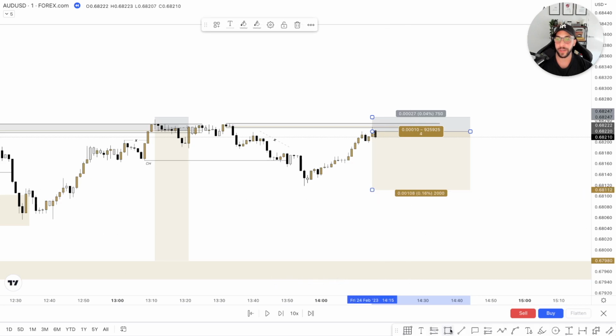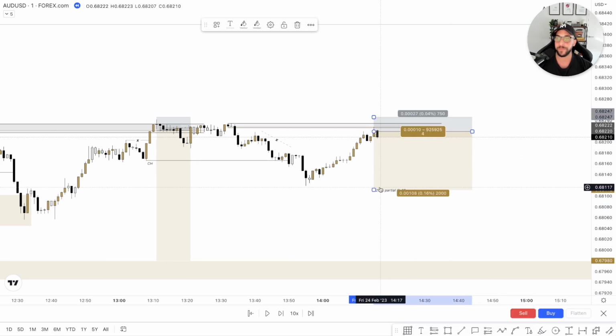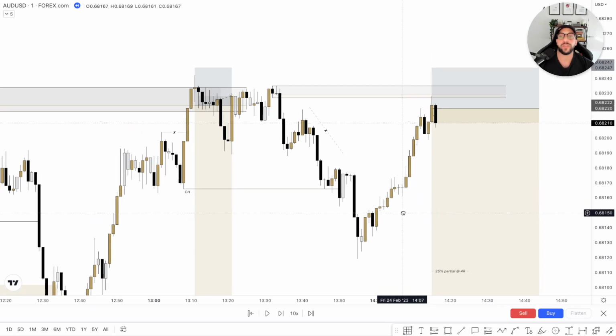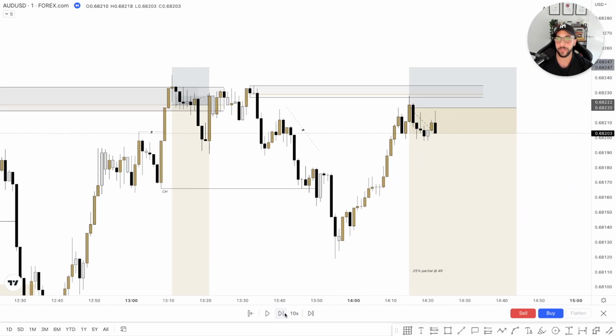At 4R, I'll be taking my 25% partial, allowing me to be risk-free on the trade. And this ran to 973, perfect. Now with this one, I did monitor the charts until we got a 1-minute CHoCH down. So I'll show you where that occurs.